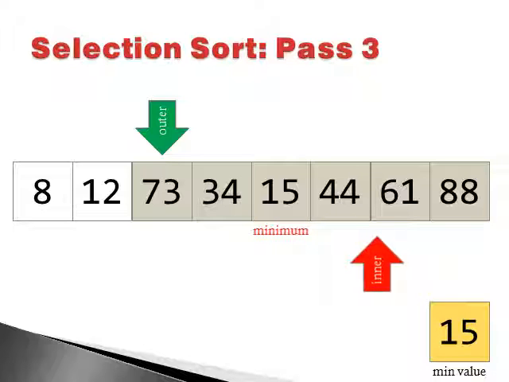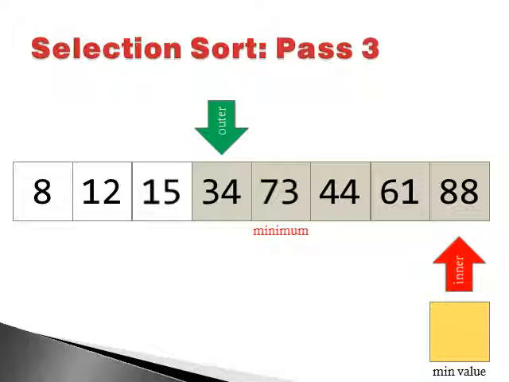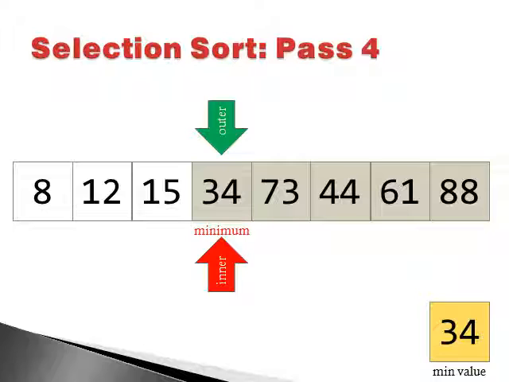44 is greater than 15. 61 is greater than 15. 88 is greater than 15. So the smallest number that's left is 15. So I move the number that's in my selected index to where the minimum is, and then I move the minimum value into the selected index. Turn it white because it's been sorted, and that means I move my outer to the next number. Reset inner and minimum again. So the minimum value is 34. The minimum marker is where the inner is, and I start moving.